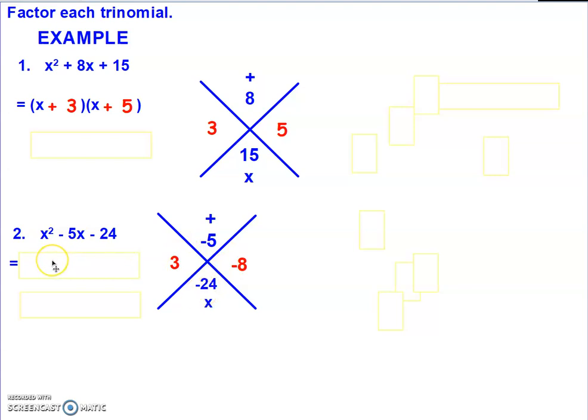So now we can write our factors. We start out with the same format, the two sets of parentheses and the x's, and now we take the 3 and the negative 8 and fill them in. The 3 is positive, so we write plus 3, and the 8 is negative, so we write minus 8. (x + 3)(x - 8). Those are the factors of x squared minus 5x minus 24.